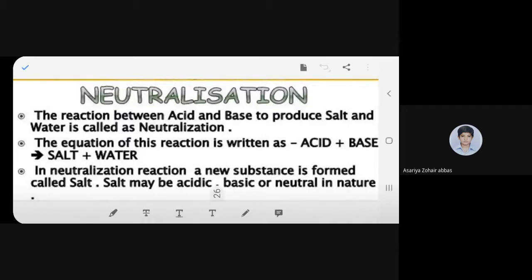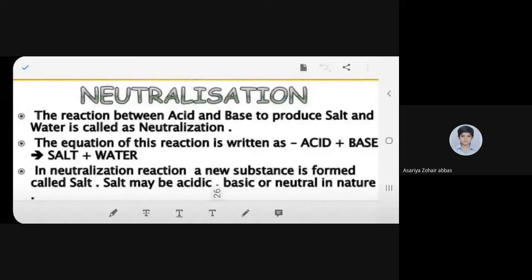Neutralization. The reaction between acid and base to produce salt and water is called neutralization. The equation of the reaction is written as acid plus base gives us salt plus water. Instead of salt and water, we can write salt plus water. Right, beta?